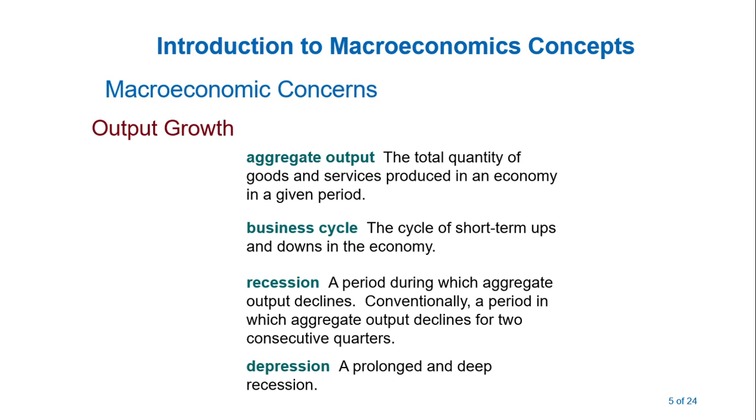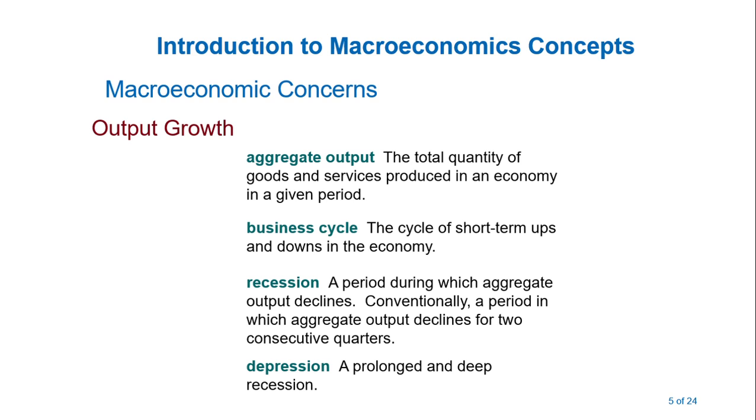So if business booms, it is an up. If there is a trough, or if things are not going on so well, there is a down. So within the short term, such a cycle is called the business cycle.